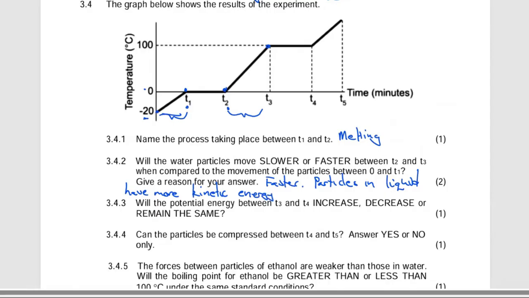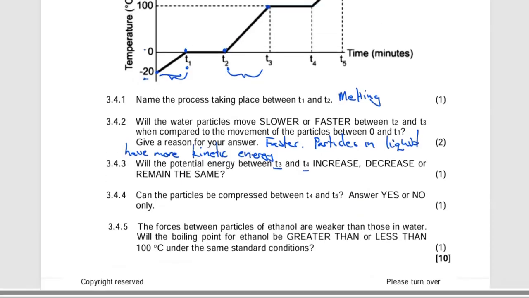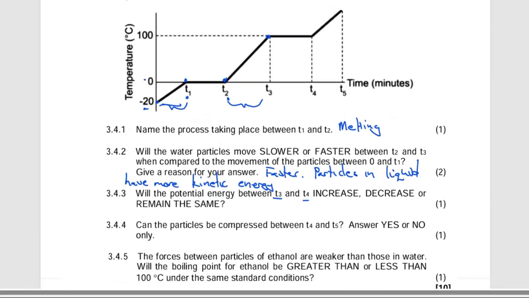Then moving on to 3.4.3, it says, will the potential energy between T3 and T4 increase, decrease, or remain the same? So they're looking for the potential energy between T3 and T4. This is T3 and our T4. So here it is going to increase. We're going to say it increases.